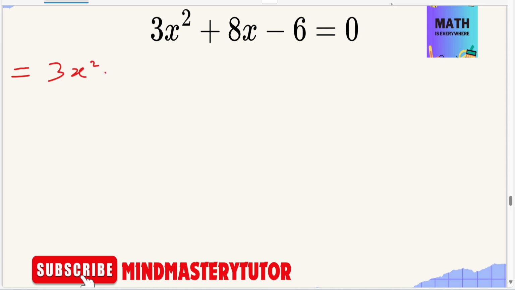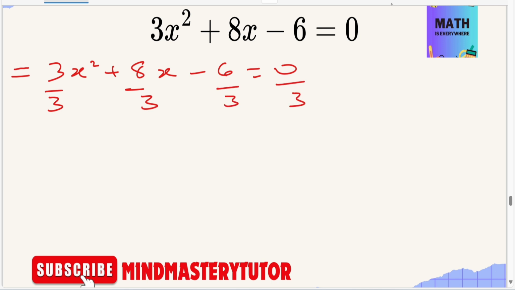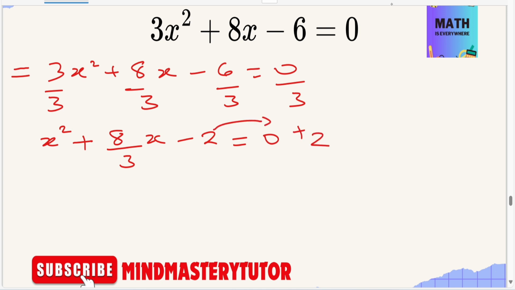So 3x squared plus 8x minus 6 equal to 0. So divide by 3 on all sides, so that your coefficient for x squared becomes 1. So x squared plus 8 over 3x minus 2 equal to 0. Negative 2 peleka the other side, you get positive 2. Therefore, itabakia na gap hapa. So itakuwa x squared plus 8 over 3x plus that gap.